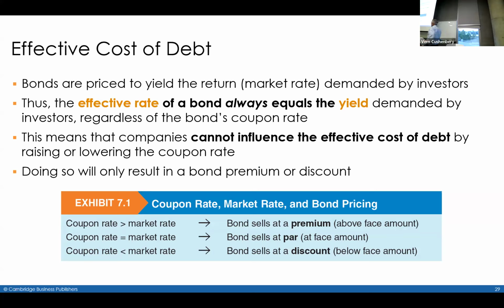Okay. We'll do a little star by exhibit 7.1 here. If you need to come back to it while you're taking the exam, it's an open book exam, so you might as well star the slides that are most useful to you. This is your little cheat sheet. If the coupon rate is greater than the market rate, then the bond sells at a premium. If the coupon rate equals the market rate, the bond sells at par. And if the coupon rate is less than the market rate, the bond sells at a discount.